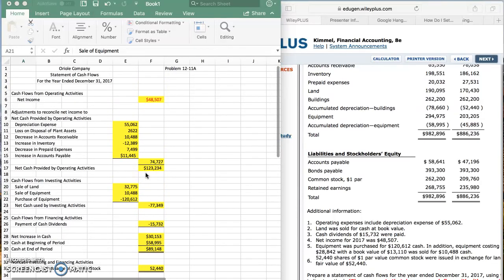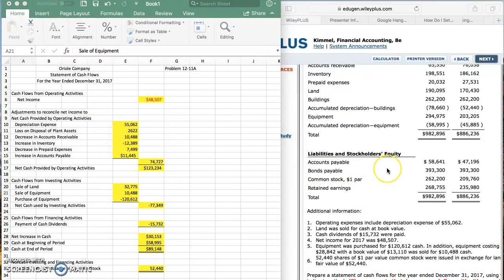Hello everyone. I'm doing a problem from chapter 12. It's 11a, and it's dealing with statement of cash flows.